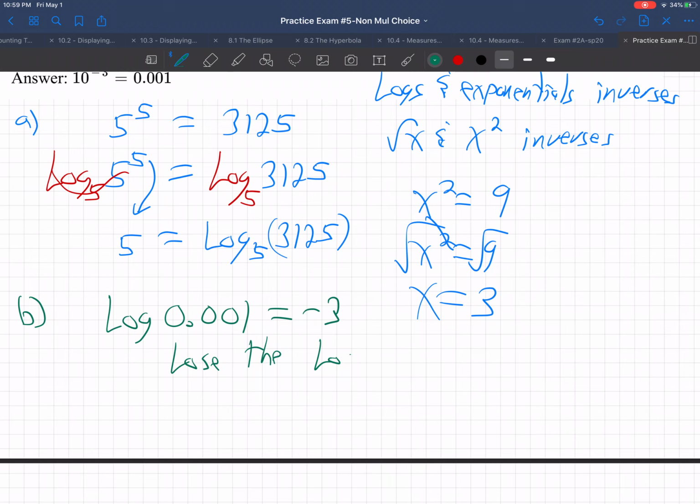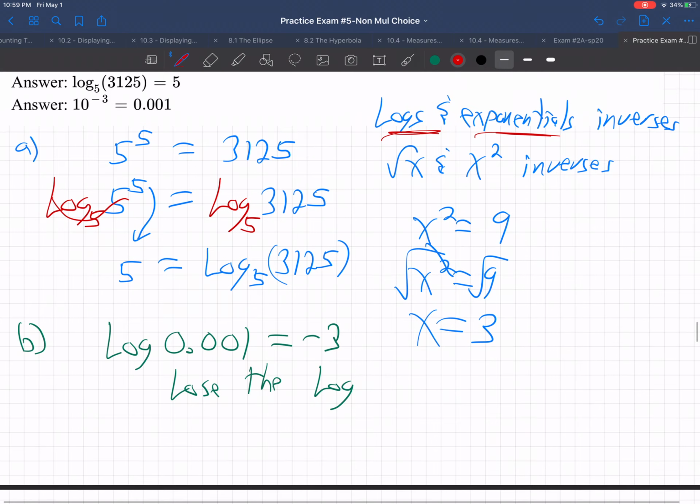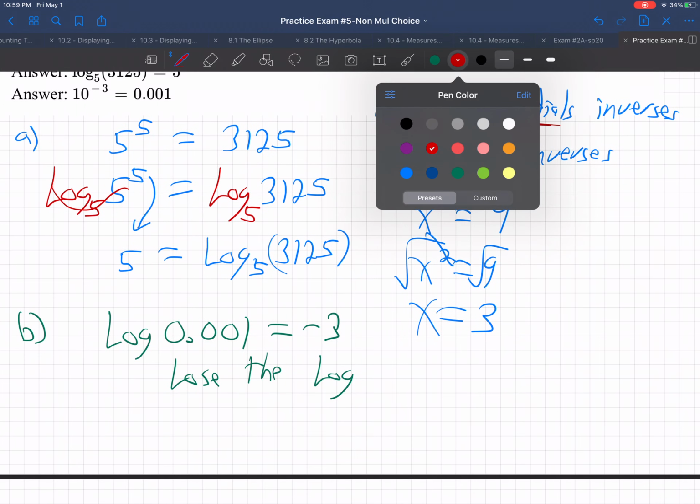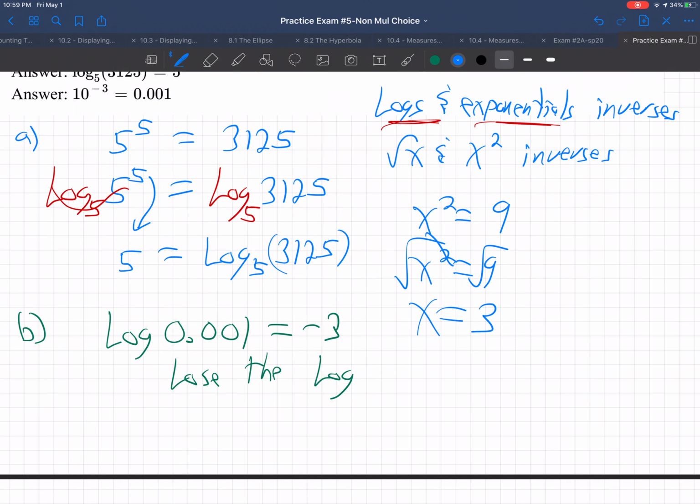Well, how are we going to lose the log? What's the opposite of a log? An exponential. Now wait a minute. I don't see a base on this one. Didn't I just say back here, every log has a base? If it's not showing its base, do you know what it is? It's 10. It's the understood invisible base for a log. If the word log is not showing its base, it's 10.